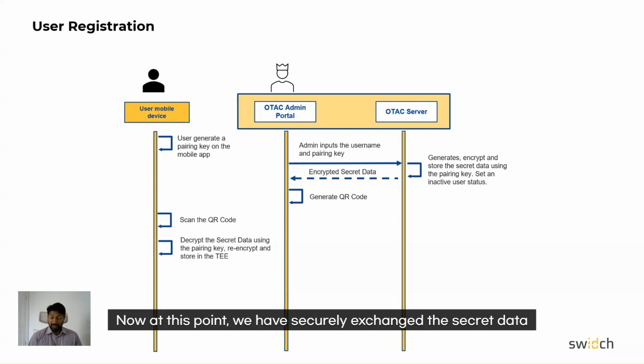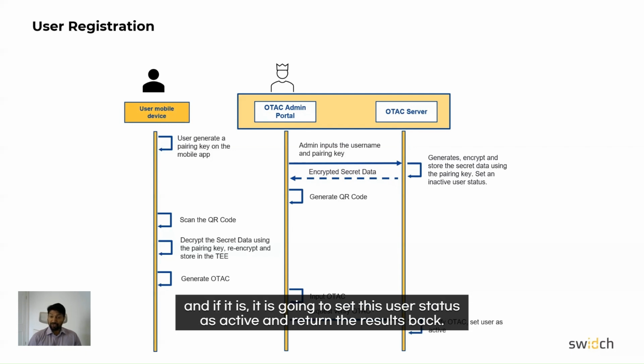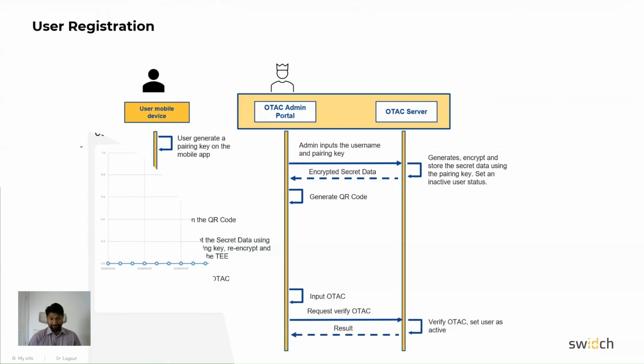Now, at this point, we have securely exchanged the secret data between the user's mobile device and the OTAC server. Now, to make sure everything is working smoothly, the mobile app is going to generate an OTAC code for the first time. The administrator is going to input that on the admin portal. The system is going to verify whether the OTAC is correct or not. And if it is, it's going to set this user status as active and return the result back.